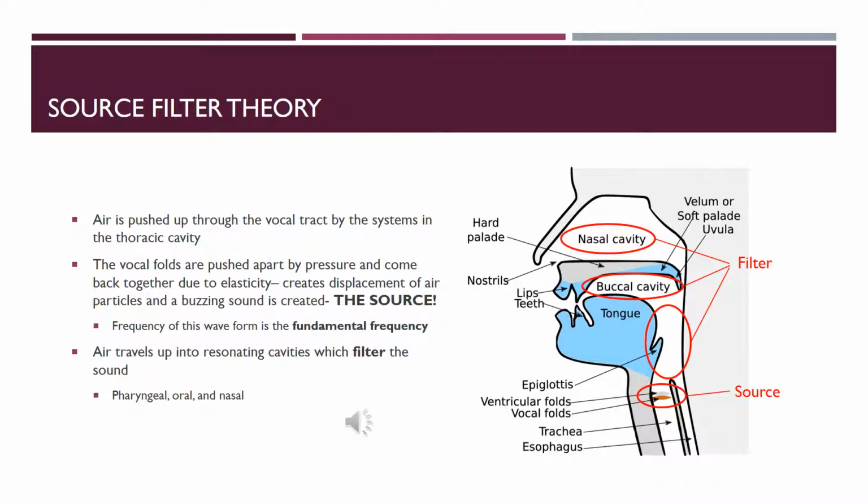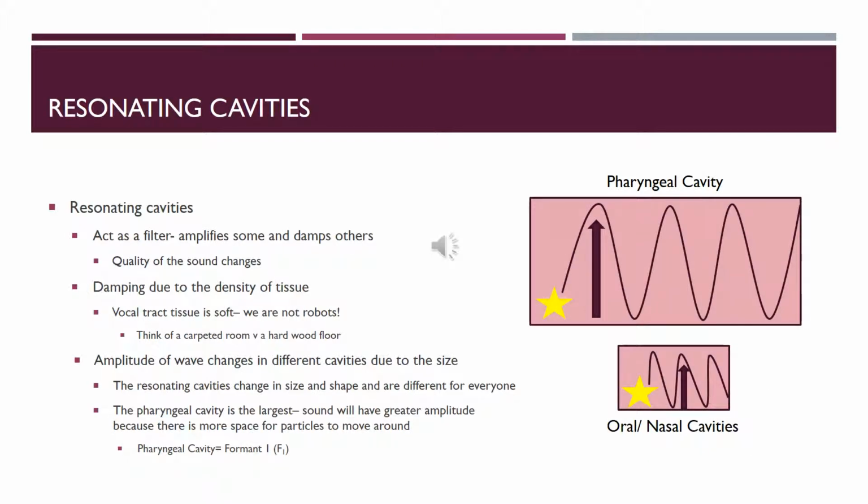Then from there, air travels up into the resonating cavities, which filter the sound. We can see on the picture on the right, the filters are the nasal cavity, the oral cavity, and the pharyngeal cavity. And then down there we have the source as the vocal cords. Now that we know that the pharyngeal cavity, oral cavity, and nasal cavities are the resonating cavities within the vocal tract, we'll look a little closer at how they work.